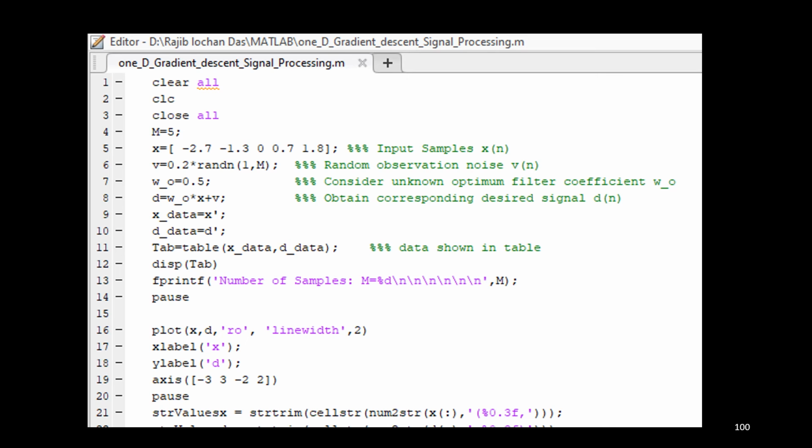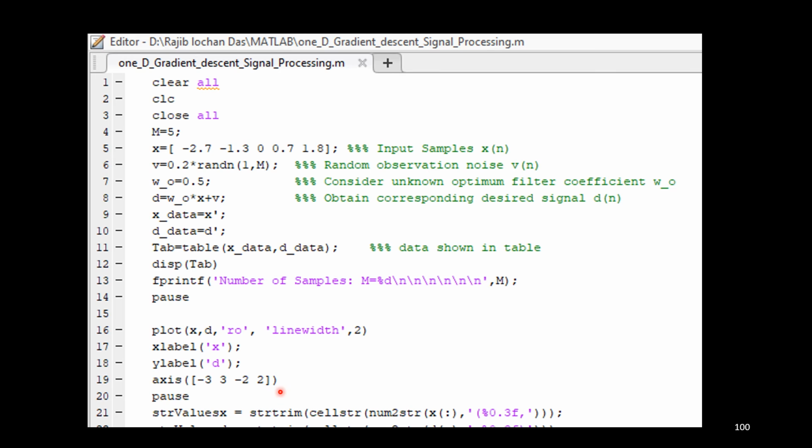Now this is the code I have written. So here you see I have generated one input sequence in a regular way. It is not actually random because I want to show the plot. I want to discuss the data set, so we have considered one regular interval xn. So first x of 1 is minus 2.7, then minus 1.3, 0, 0.7 and 1.8. But Vn I have considered a random sequence, and this optimum unknown filter coefficient I have considered 0.5. So first I will multiply these two, W naught and x, and then we'll add the V, and I'll get D. Okay, so this data set is now available. That I will show you in tabular form.